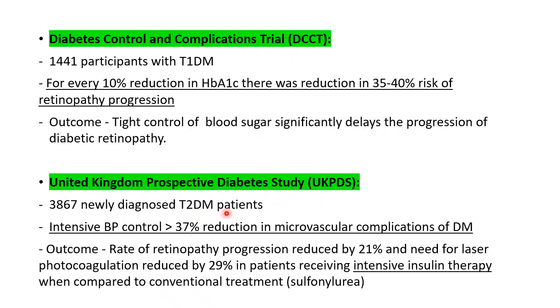Then the UK-PDS study, what you should remember: intensive BP control leads to a 37% reduction in microvascular complications of diabetes in type 2 patients. This was type 1. And the outcome was the rate of retinopathy progression reduced and the need for laser also reduced in patients receiving intensive insulin therapy compared to conventional treatment, that is oral hypoglycemic agents. So again, two trials highlighted in green.